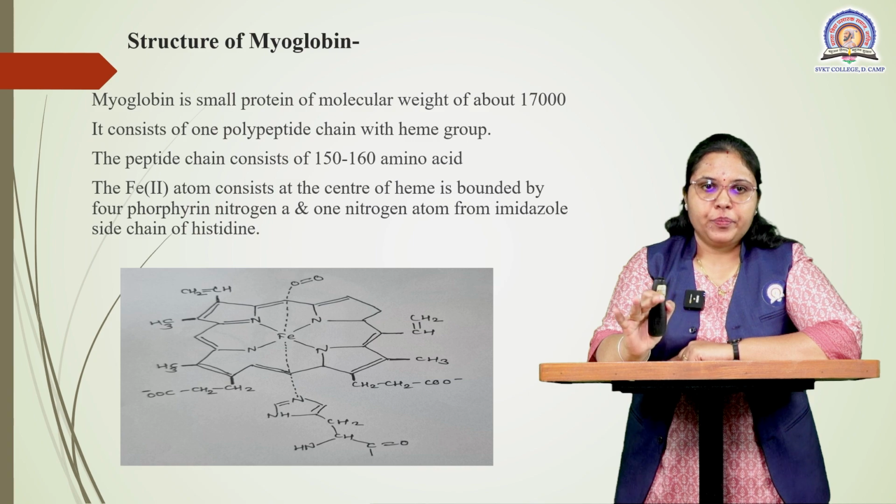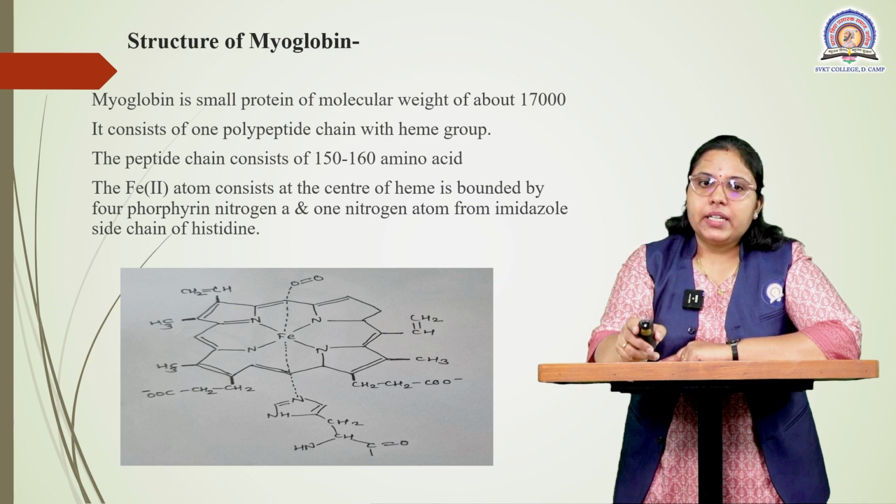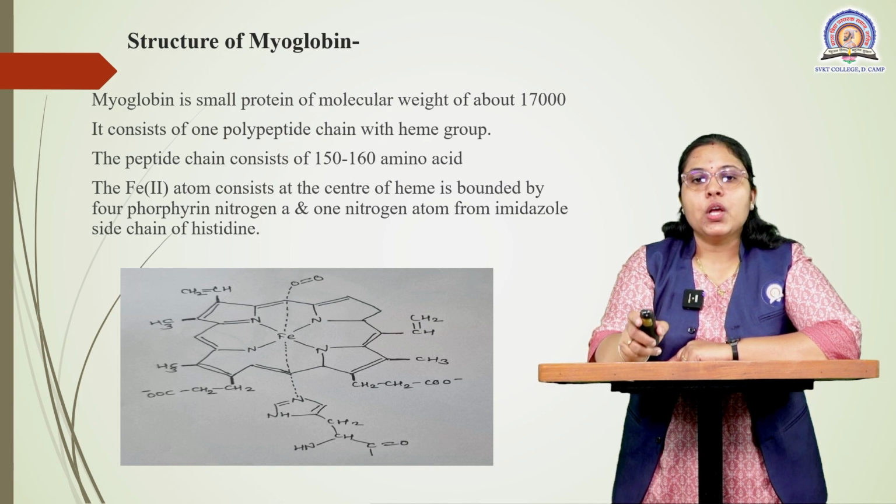In this diagram, we see myoglobin is a small protein with a molecular weight of 17,000. It consists of one polypeptide chain with a heme group, and the peptide chain consists of 150 to 160 amino acids, and the Fe atom at the center of the heme is bound by 4 porphyrin nitrogens and 1 nitrogen atom from the imidazole side chain of histidine.